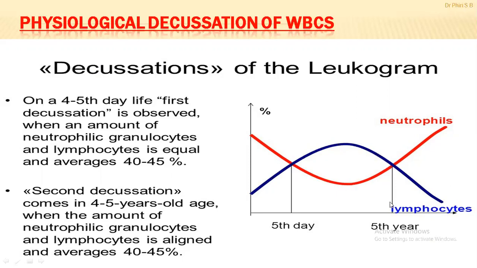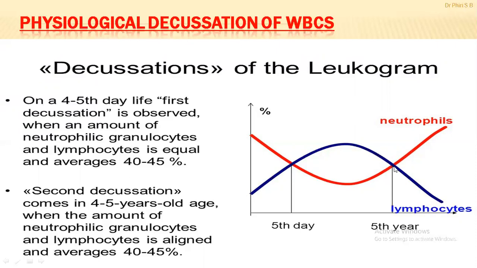Then at the age of 5 years and above, there's another physiological decussation taking place here. As you are growing up, the thymus is atrophying. So the thymus will atrophy, and then the production of these leukocytes will reduce. The bone marrow is still very active. The red bone marrow is very active. You're still producing more of the neutrophils and a bit of the lymphocytes.